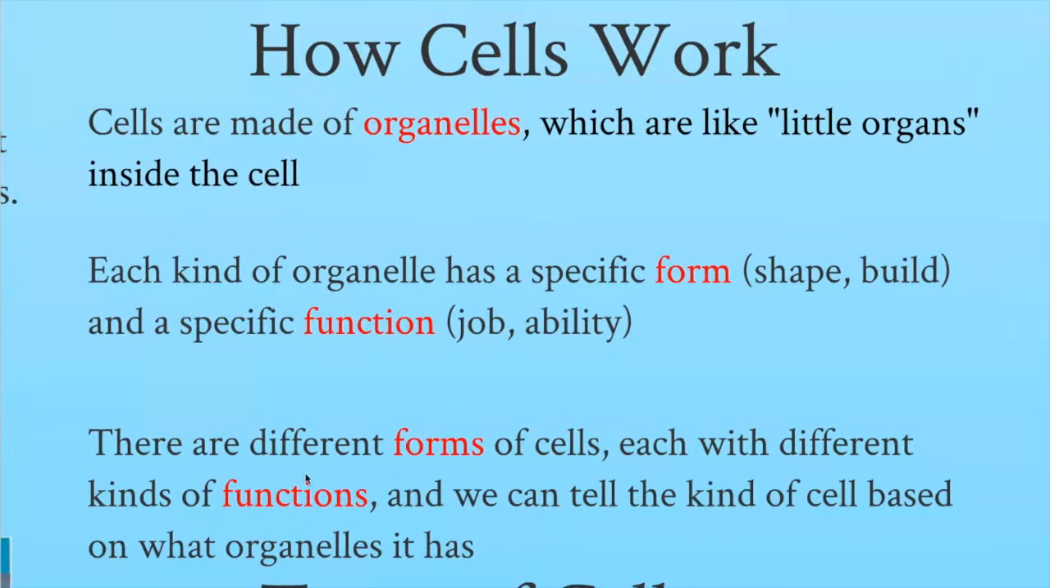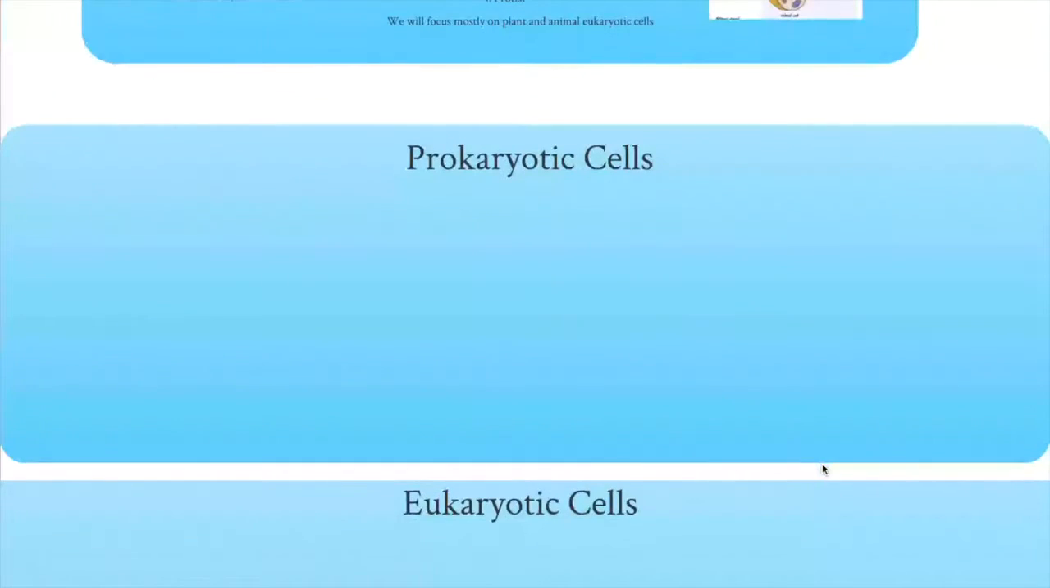Like I said, there are different types of cells, and each different kind of cell has different organelles. So we're going to break down our cells into 2 groups. The first one is prokaryotic cells.